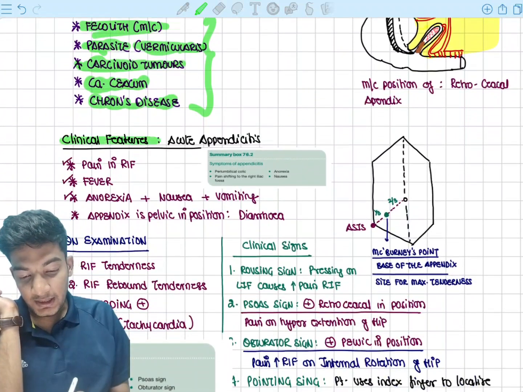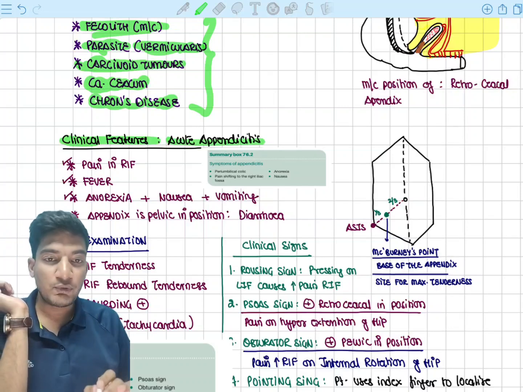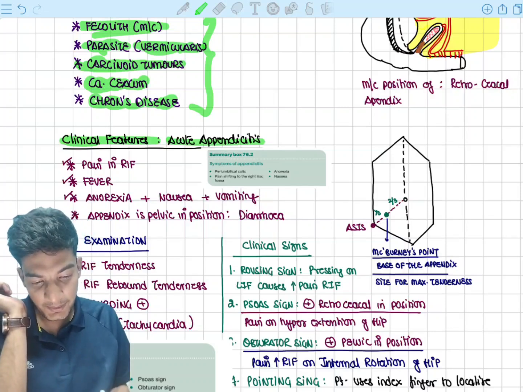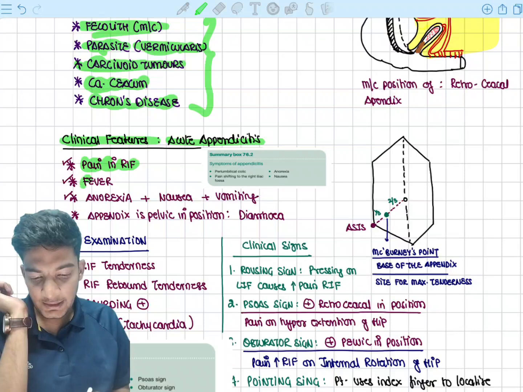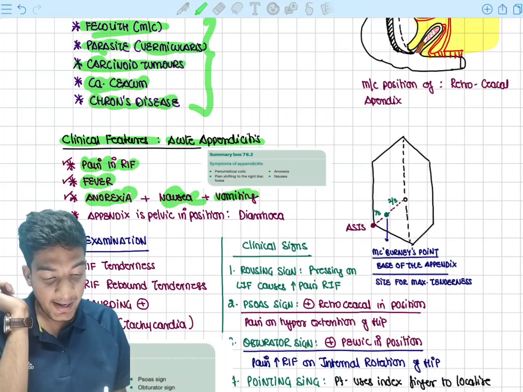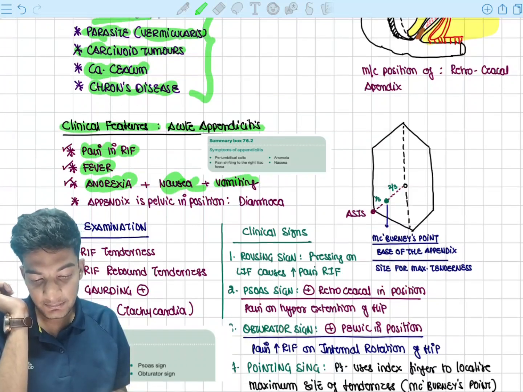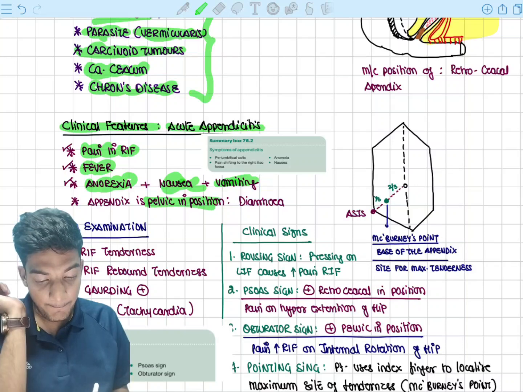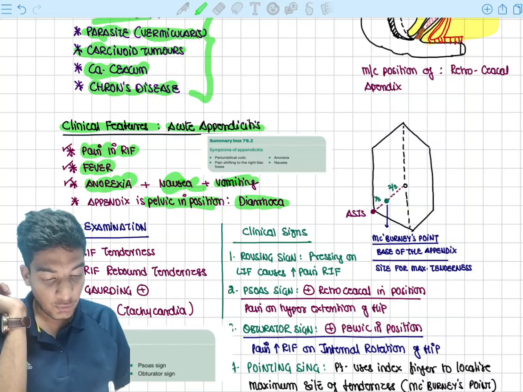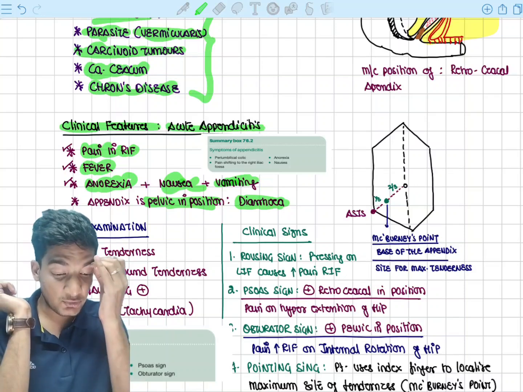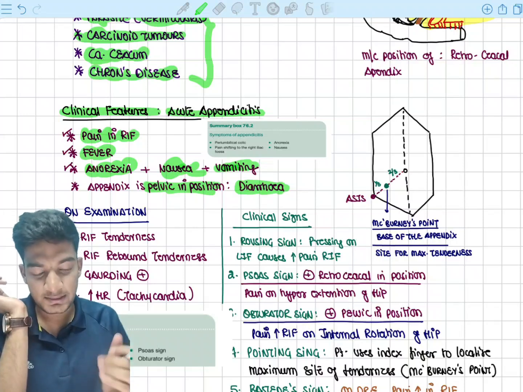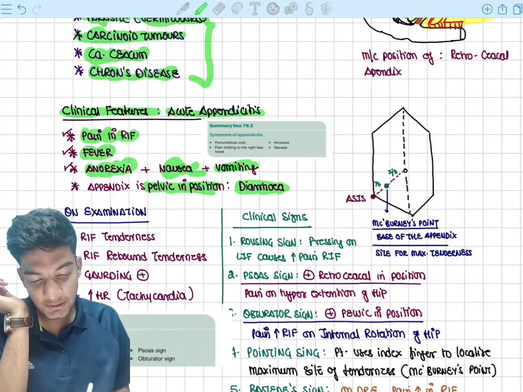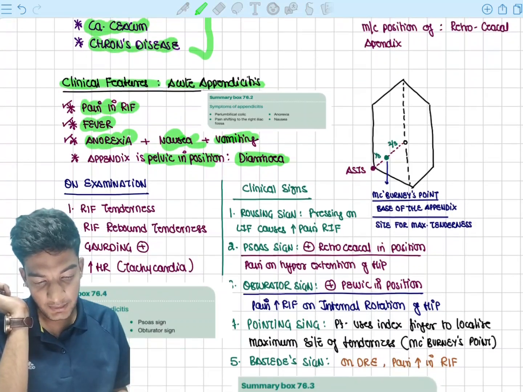Then comes the clinical features. Clinical features of acute appendicitis could be pain in the right iliac fossa. There could be fever, anorexia, nausea, and vomiting, which are very common symptoms. If the appendix is pelvic in position, then it could cause diarrhea. Why would it cause diarrhea? It would irritate the rectum and the bladder also. More commonly, in the pelvic position, it will irritate the rectum.